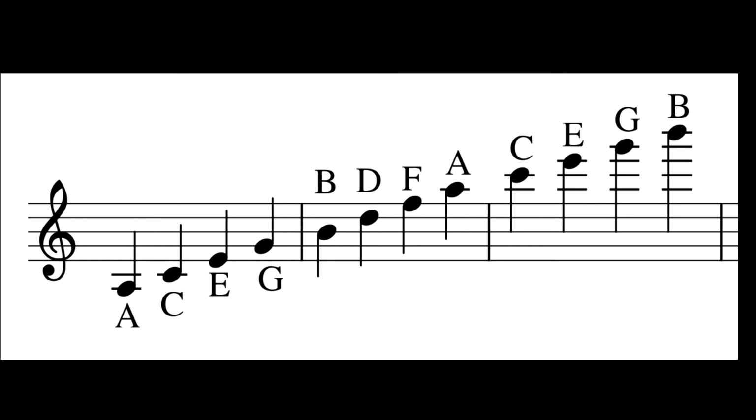So if we start at the top line of the staff, this idea of every other letter, the lines. Remember we said A, B, C, D, E, F, G, A, B, C, D, E, F, G. Then we learned how to go every other letter: A, C, E, G, B, D, F.